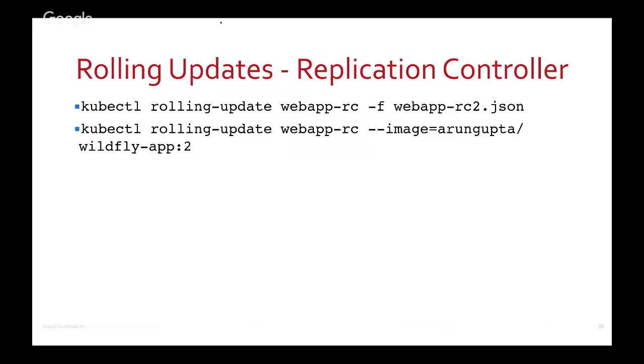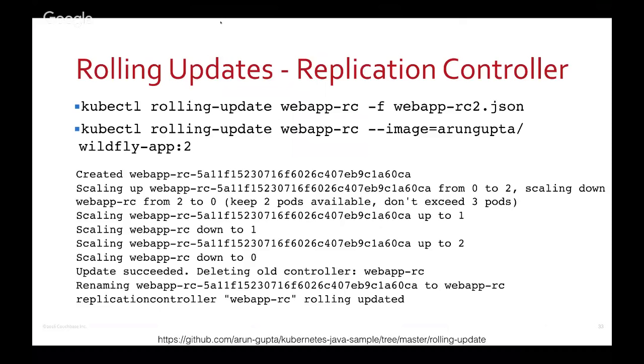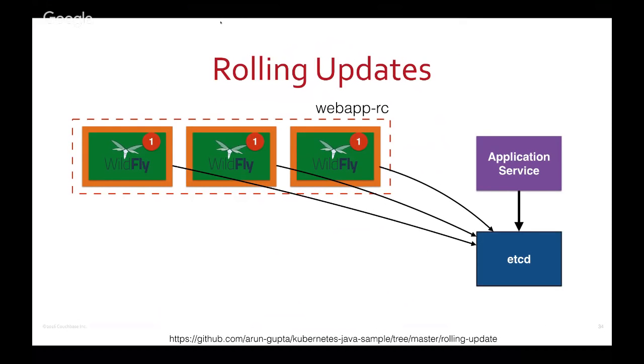In this case, I'm saying rolling update web app application controller, just change the image to Arun Gupta/wildfly-app:2. Just change the image to version 2. That's it. A whole bunch of things happen in the background. This is just a log from what happens. Let's look at it graphically. Essentially, when I started my app, I had a web app replication controller. Now, Wildfly 1, the application that is deployed in Wildfly, they're all running on version 1. All of their labels, the pod labels, are registered in etcd, and that's how my application service works.